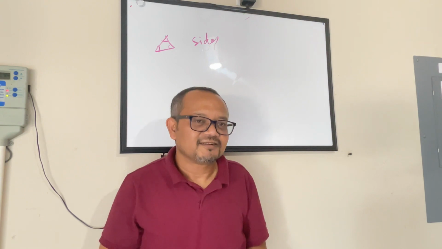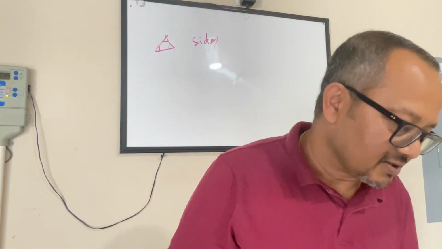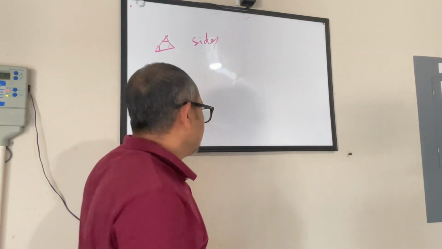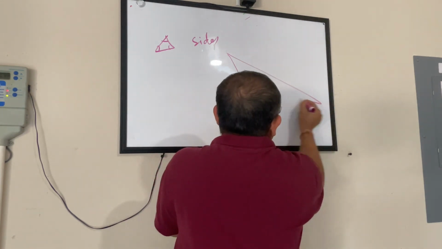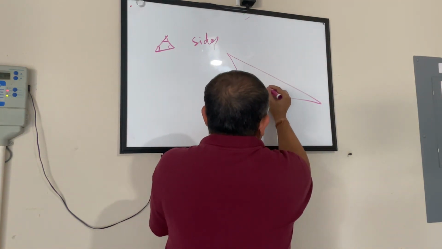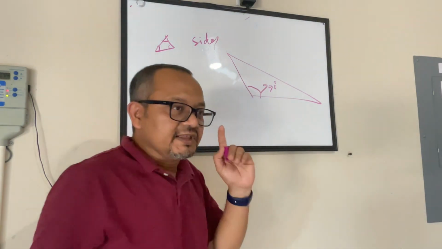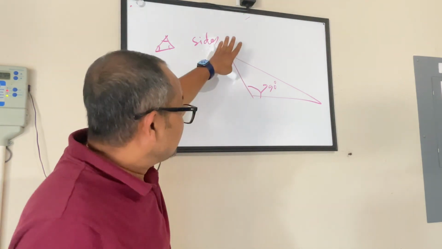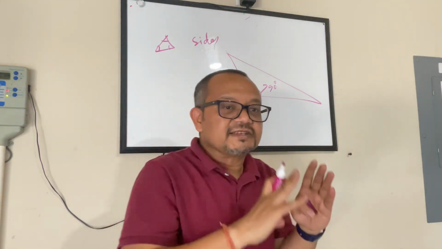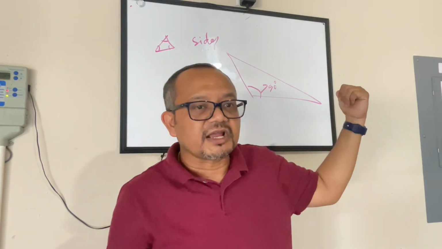One of them is obtuse. Louder. Obtuse. Obtuse angle triangle. So if you have a triangle where one of the angles is obtuse, meaning greater than 90 degrees. An angle which is greater than 90 degrees, we call that an obtuse angle. So if the triangle has one of the angles as more than 90 degrees, that's called an obtuse angle triangle.